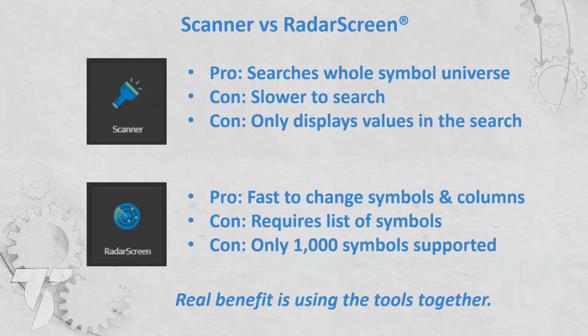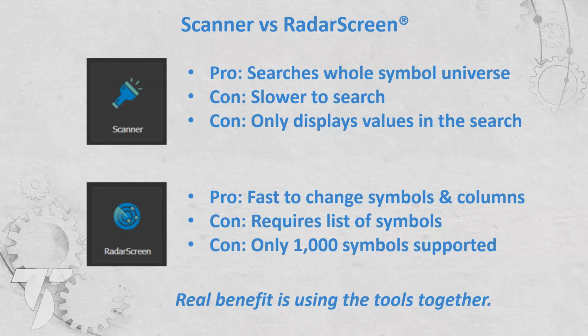RadarScreen is like an Excel spreadsheet tool that does all kinds of things. It has indicators, you put in a list of stocks, and then it will show you all kinds of data about those stocks and set triggers and alerts, which I'm going to get to at the end of this webinar. The great thing about Scanner is it is very fast. You can easily change symbols and columns, but the drawback, so to speak, is that you have to give it a list of stocks, and it can only take 1,000 symbols at a time.